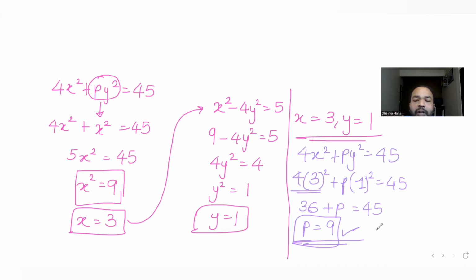And if you see the option that matches here with the question, that is the correct answer for the question here. I hope you have understood how to solve these types of question.